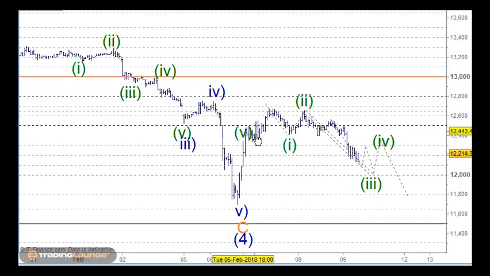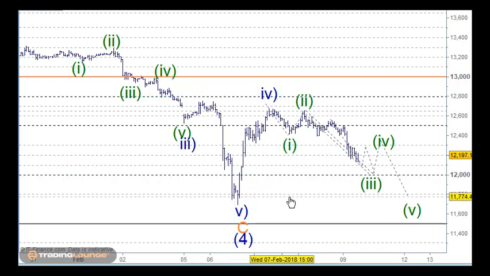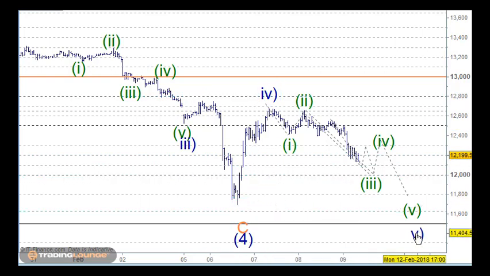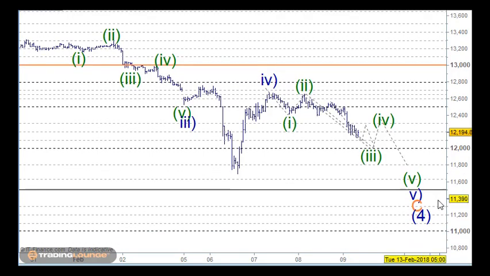here and 5 down here, giving us, if we consider this as a wave 4 here, which is our primary count, and then wave 5 over here for this wave C of wave 4, but even this wave C here can be the A wave there as well.